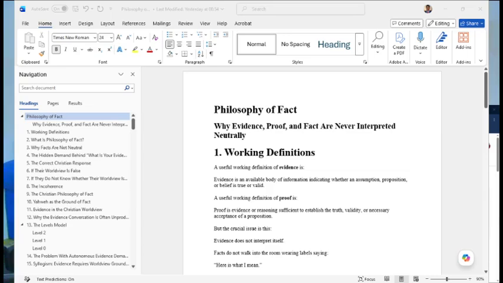So, hey, guys, can you see what's on the screen now? Philosophy of fact. Comment, comment, comment. Can somebody give a comment right now? Can you see what's on the screen? Philosophy of fact. No, that's not good. He says no, he can't see it very well.